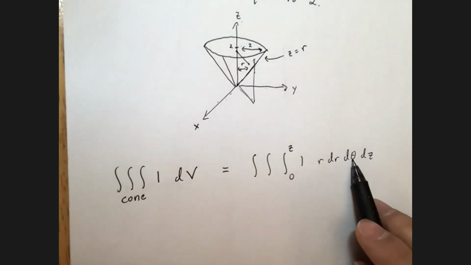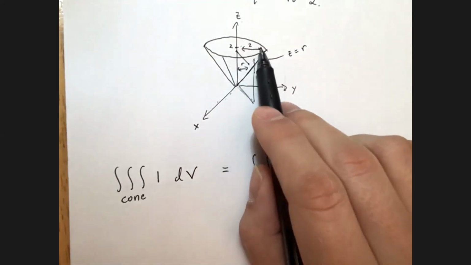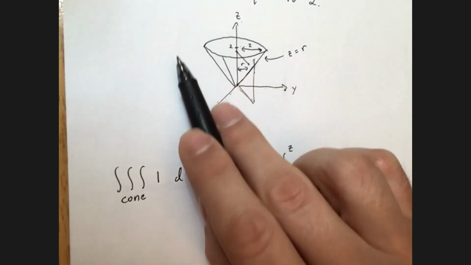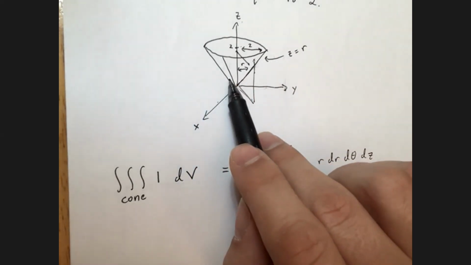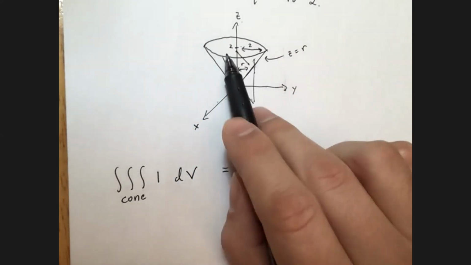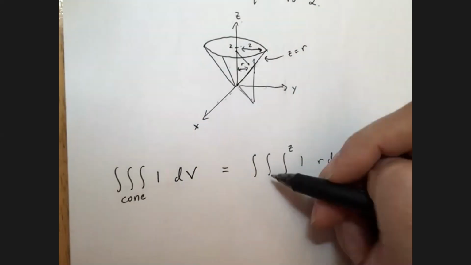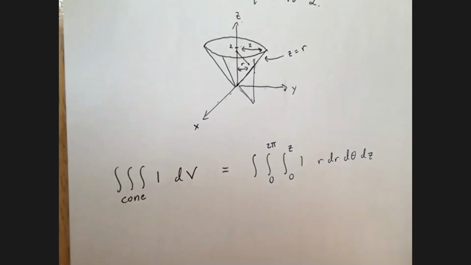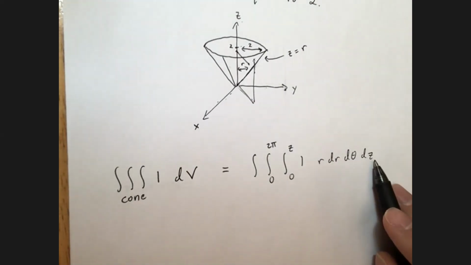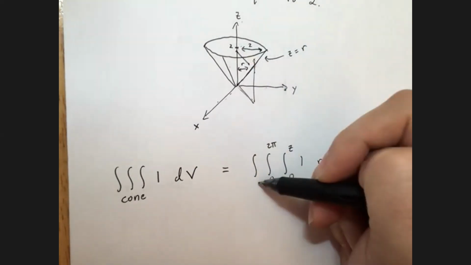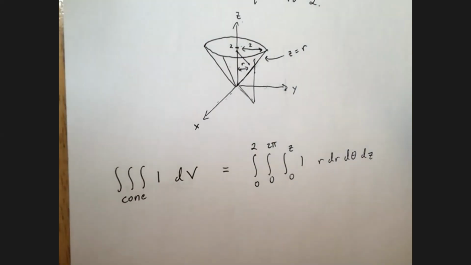So r is going to span this entire distance here. What about my theta? Well, theta is how far I go around. Look, I went all the way around. I got a circle here. The top of the cone is a circle. So if I was doing half the cone, I would just do theta from 0 to pi. But I'm doing the whole cone, so I go from 0 all the way to 2 pi. And then what does z do? Well, the height of the cone is 2, so z goes from 0 to 2. Right, and that'll do it.